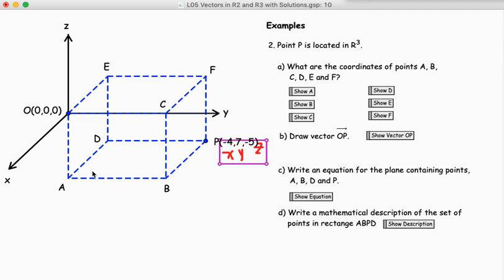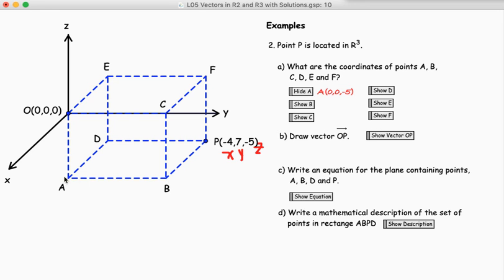So if we're going to look at point A, what has changed? Only the Z component has changed for point A. The other two components should both be 0. So we're 0, 0, negative 5 because only the z component has changed.